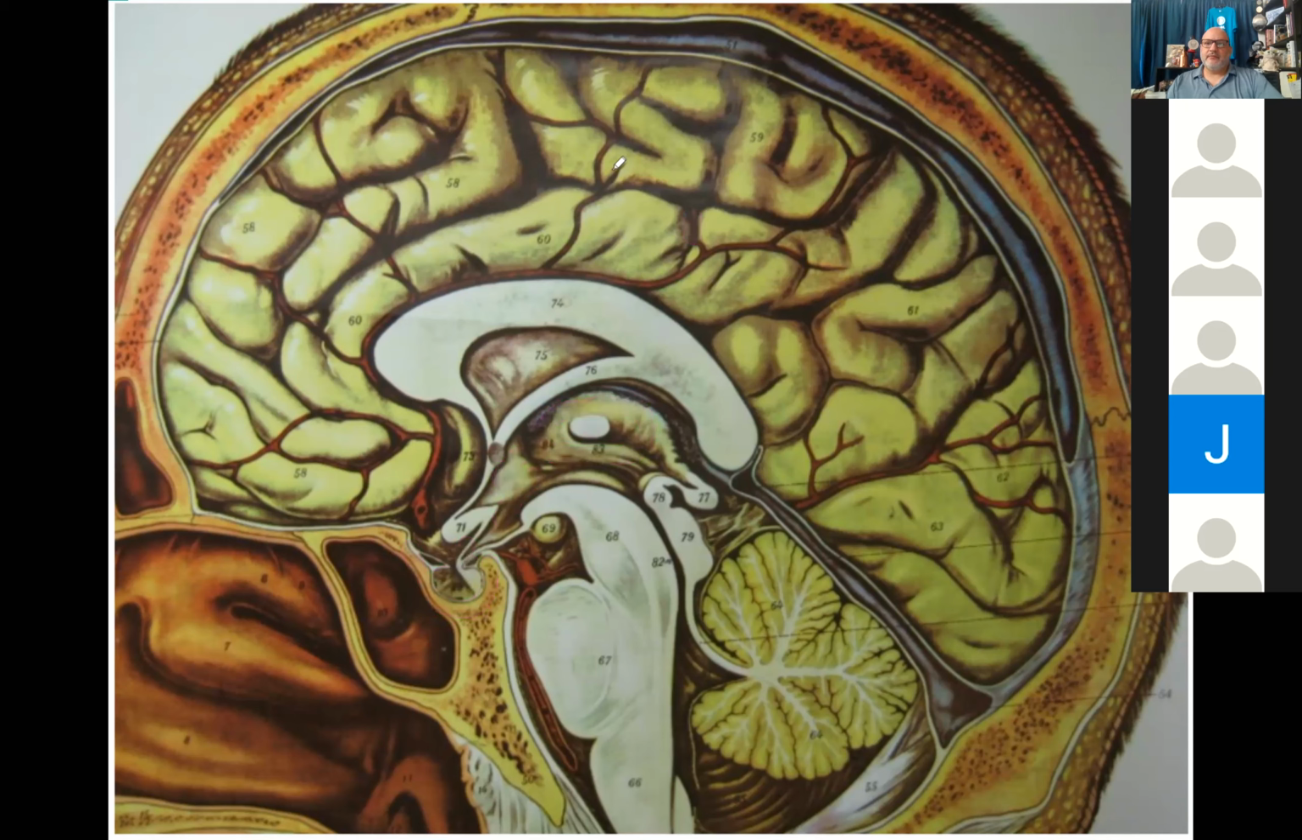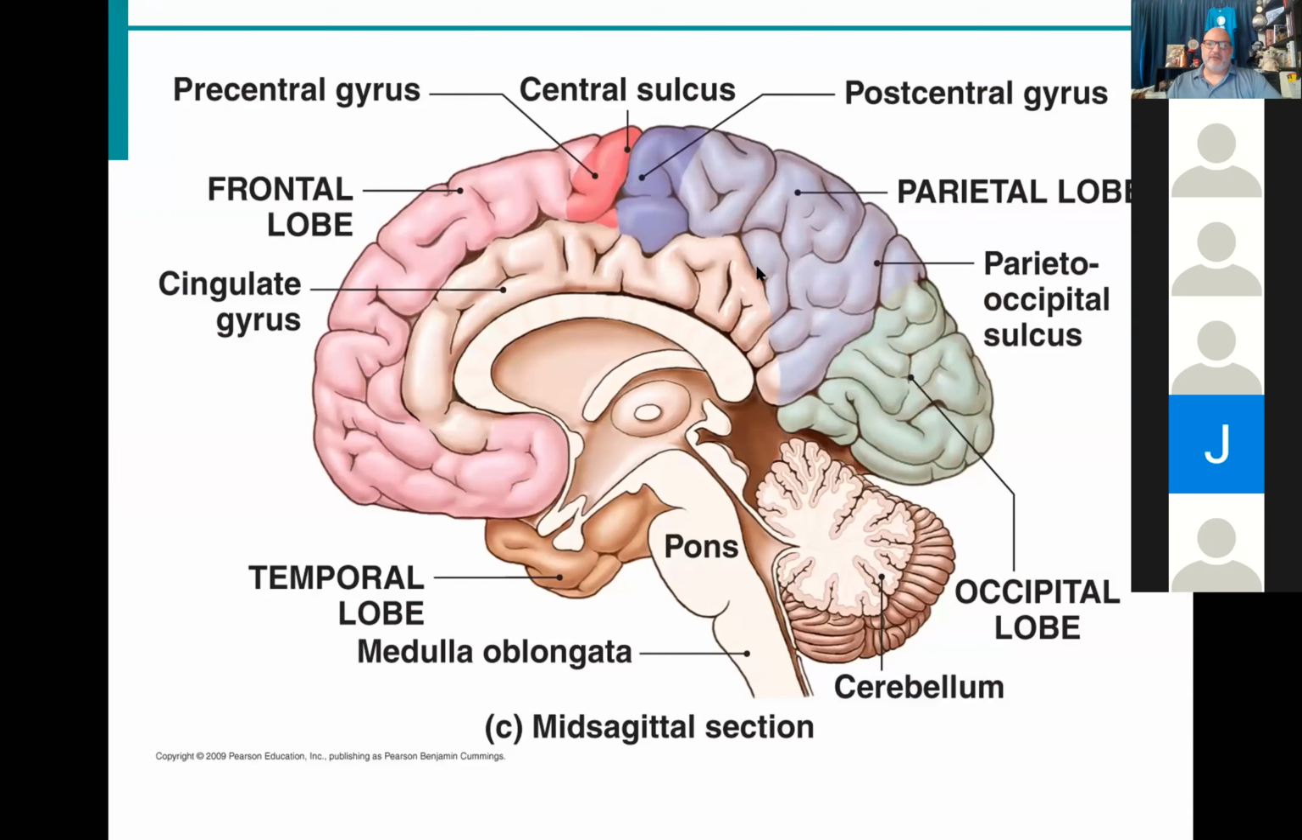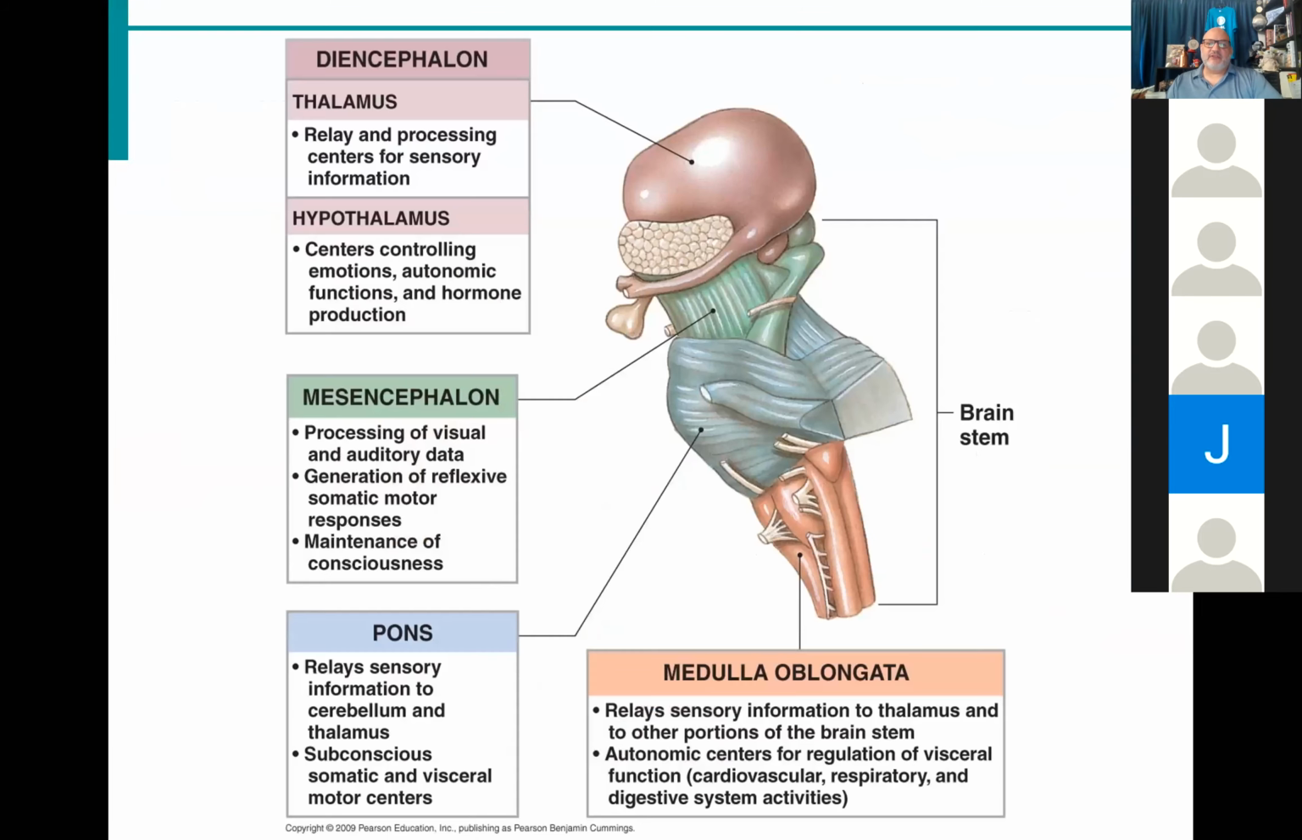What bone has this U-shaped sella turcica in it that the pituitary gland sits in? Come on, I'll wait if you have to look it up. There you go, sphenoid, perfect, excellent. Absolutely, excellent.